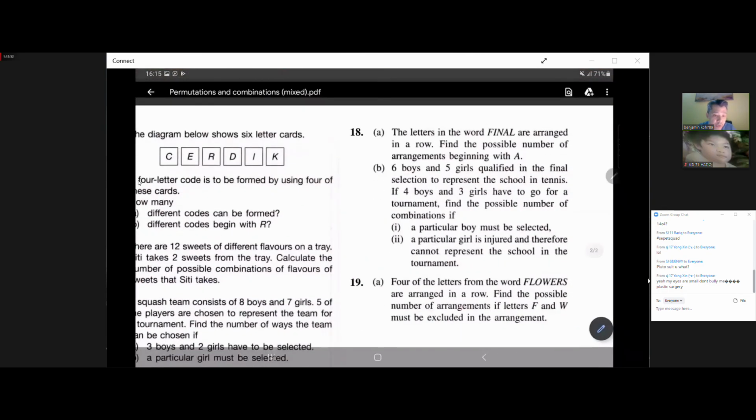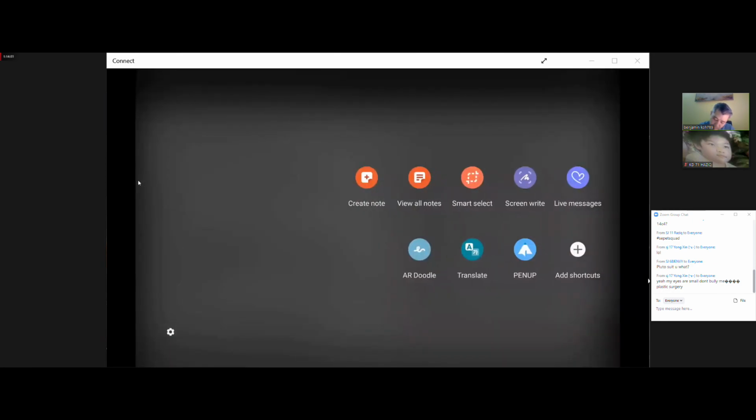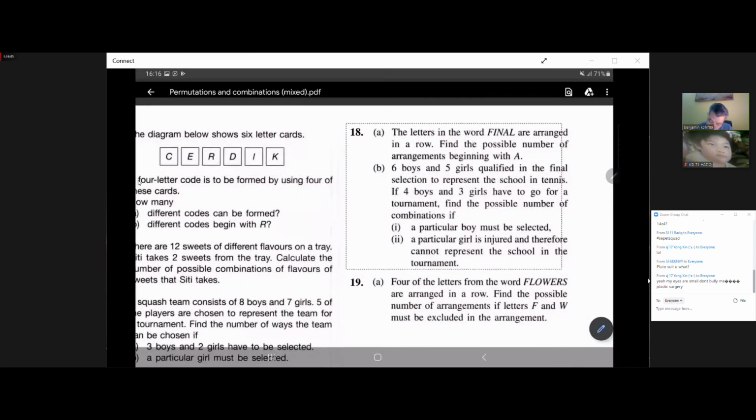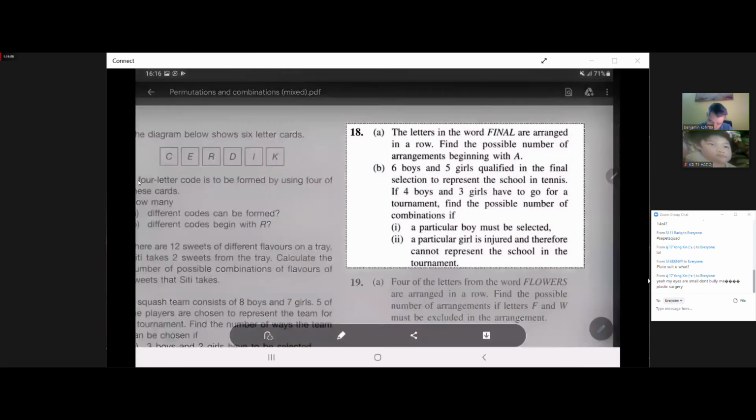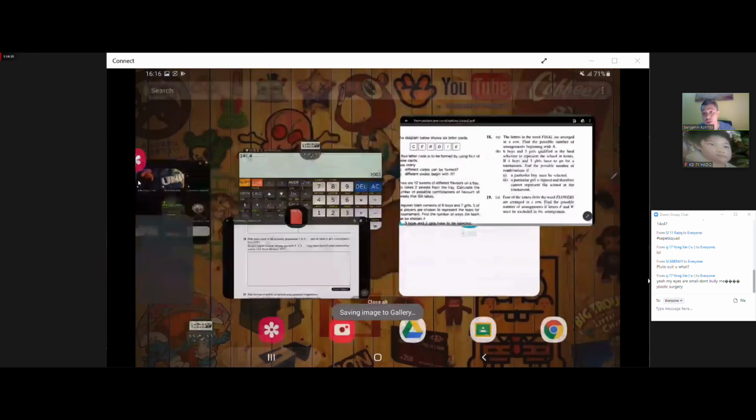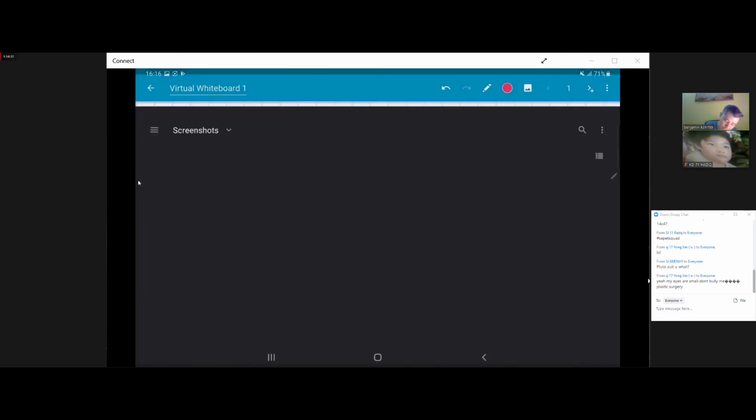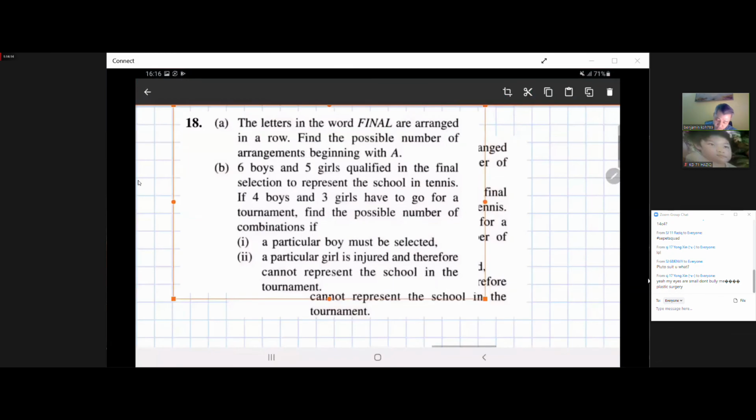Number 18. Okay, number 18. 2P2 times 4P1 times 3P3. Oh, why so complicated, Jingwen? Keep it simple, okay? You may get the correct answer, but we always want to try and keep it as simple as possible, right? You could, but again, we don't want to make it so complicated.